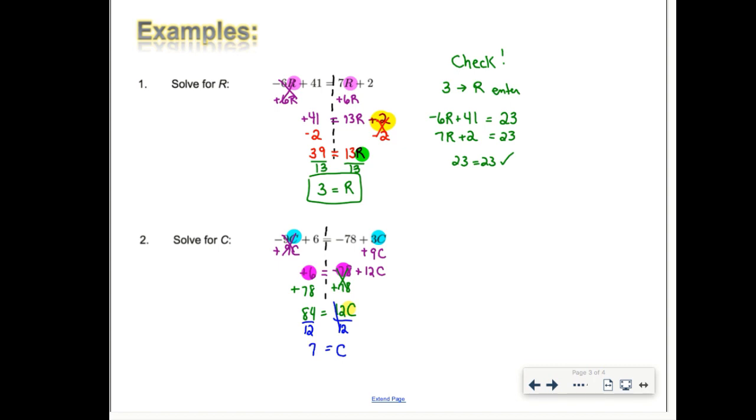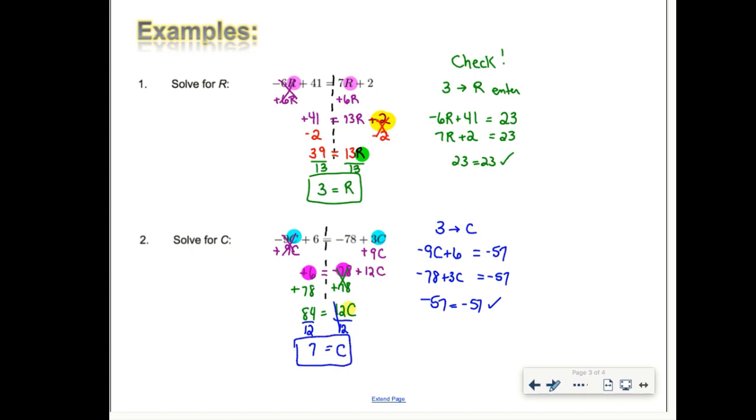Again, check. So you're going to go 3 store in C. You're going to do a -9C plus 6 on your calculator. So -9C plus 6 should have given you a -57. And then -78 plus 3C. If you do it correctly, you get a -57. So you get a -57 equals a -57. Check. So that is my answer.